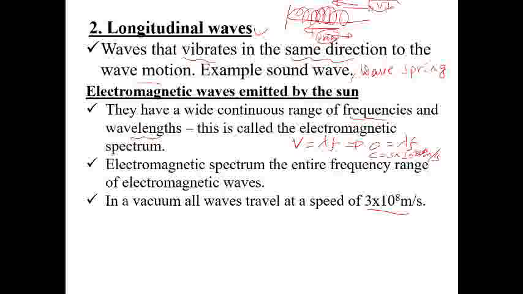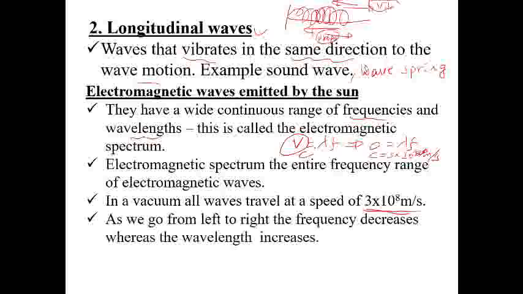Because it is an electromagnetic wave, all electromagnetic waves travel with what? A speed equivalent to 3 times 10 raised to 8. Therefore, this speed V is changed to what? C, the speed of light.